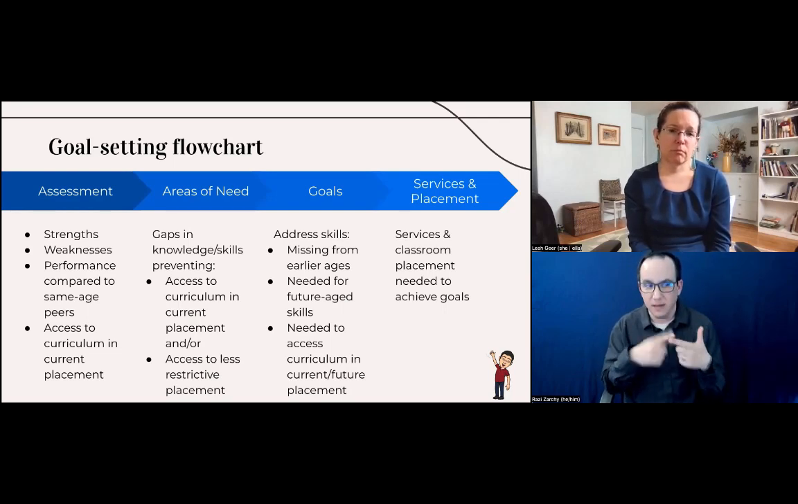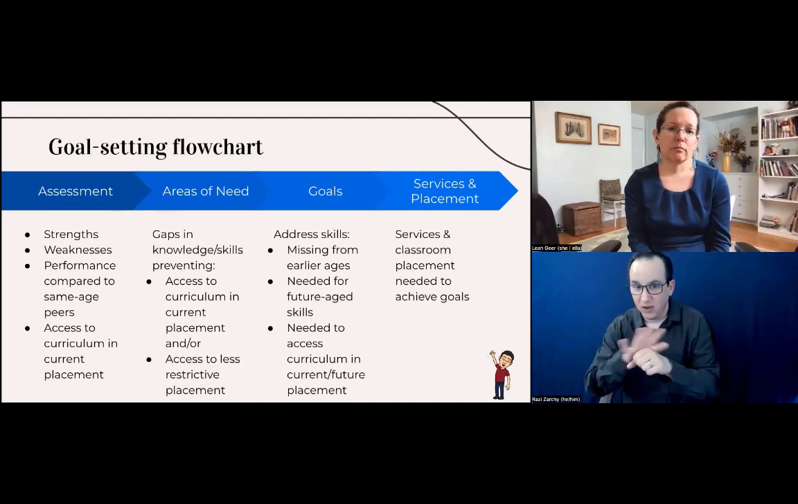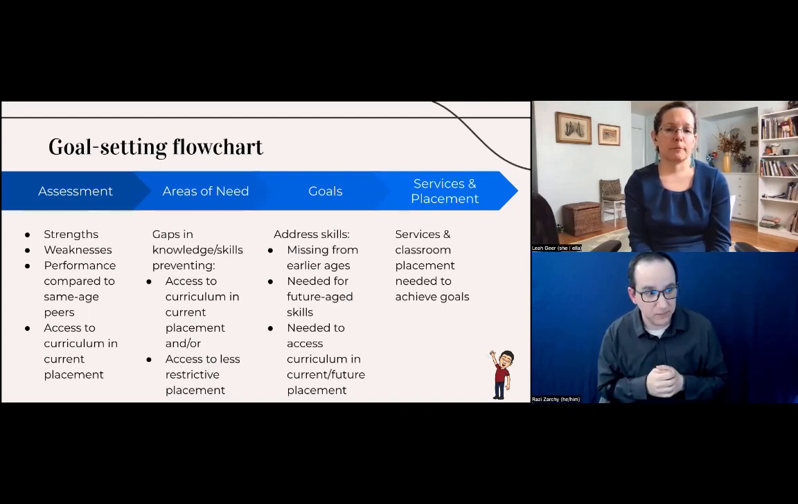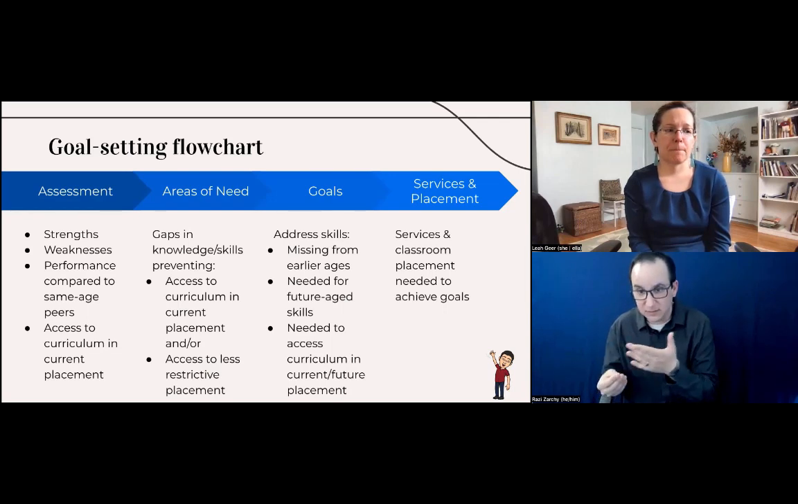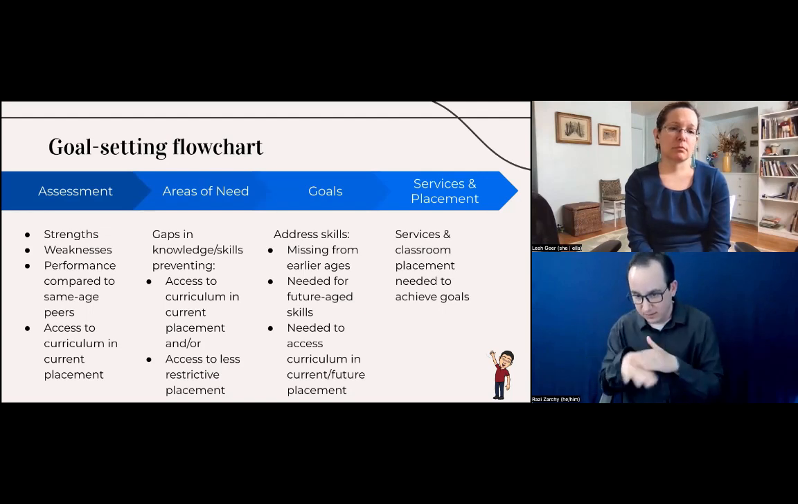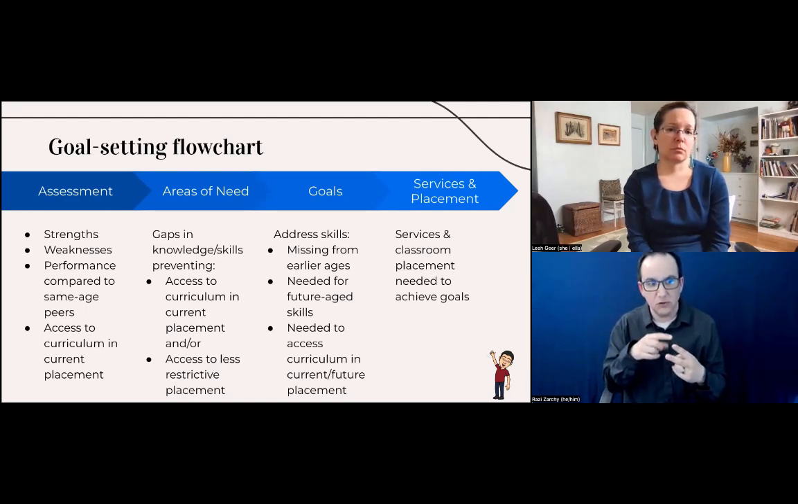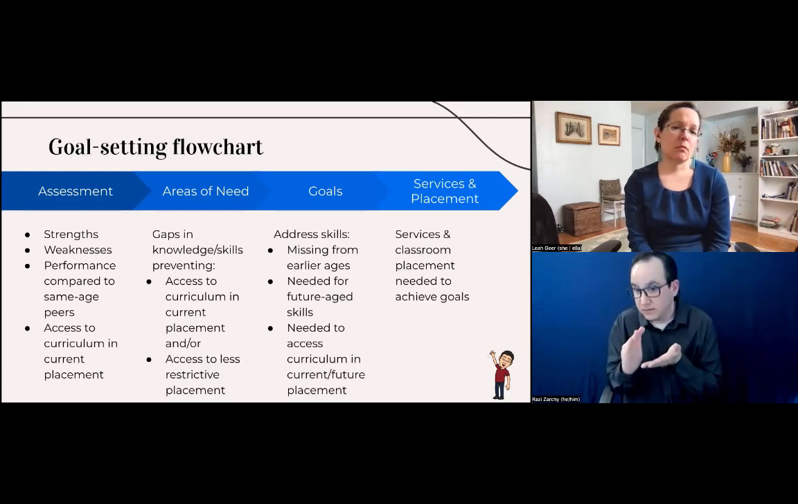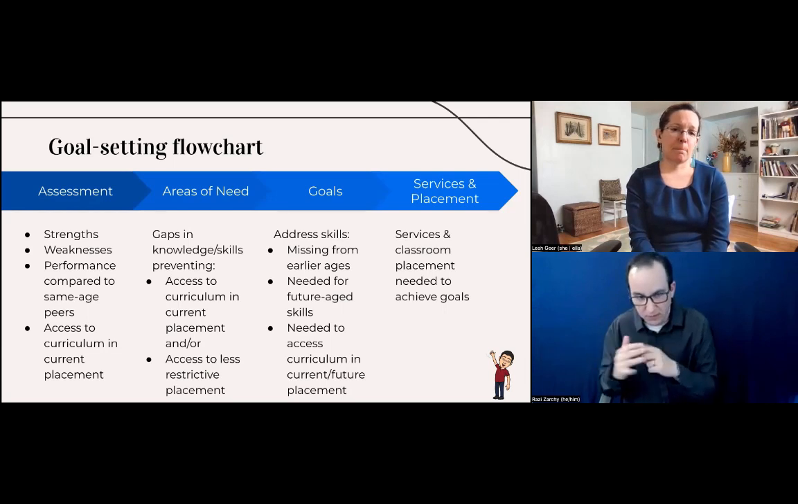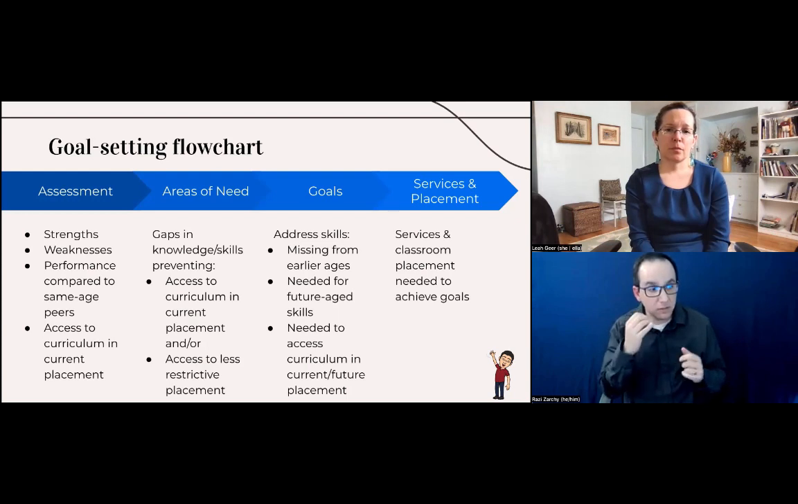So upon that assessment, that will lead you into areas that may need a little bit more clarification, or areas of need. Noticing any gaps in their knowledge or skills, which is preventing them from accessing that current curriculum of where they're at and placed, or are they restricted or have less access in that current placement? Knowing that will then lead you to the goals section.